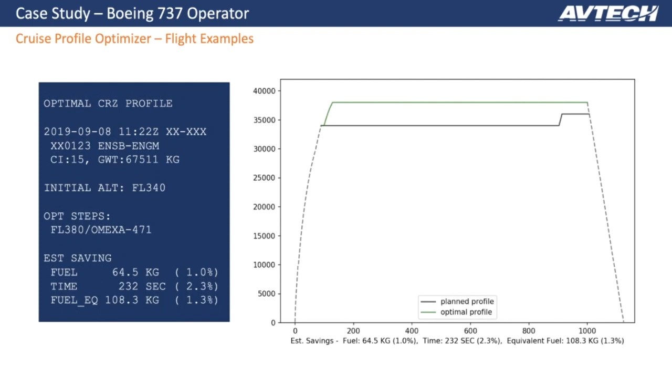Here we have a little bit shorter, a bit over 1,000 nautical miles domestic flight. We see that the flight level is filed at a non-efficient level. Flying at a more efficient level gives, in this case, a potential fuel saving of 1%, 64.5 kilos, and 232 seconds of time.